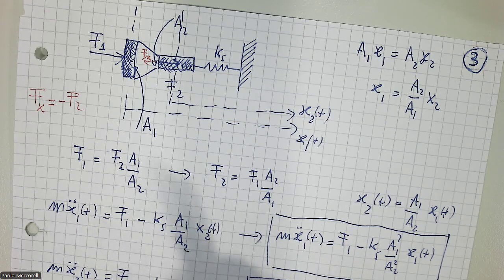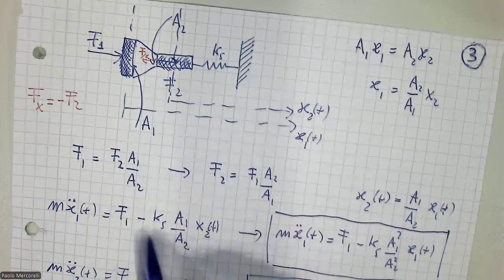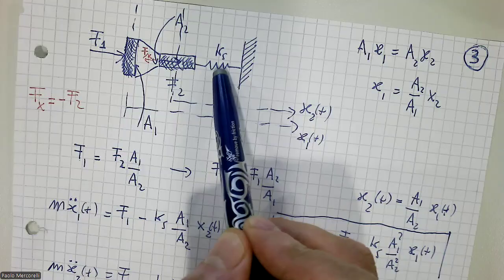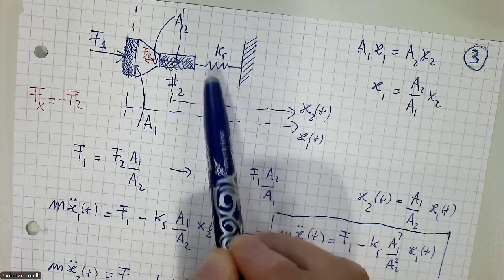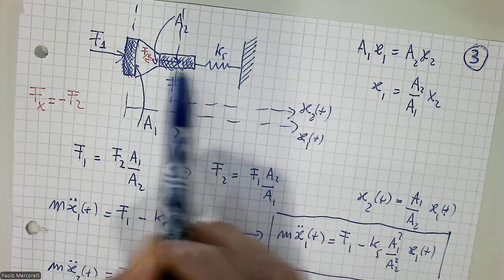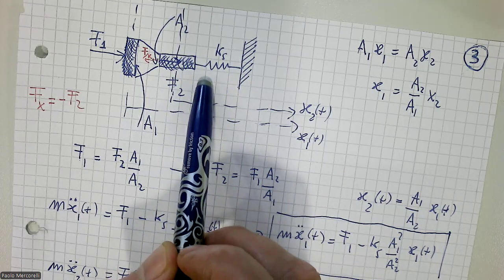Let me see, excuse me, I'm saying something wrong. No, excuse me. Ks is here, and Ks must be multiplied, because I made mistakes. Ks must be multiplied by the displacement which we have here. As before, no?